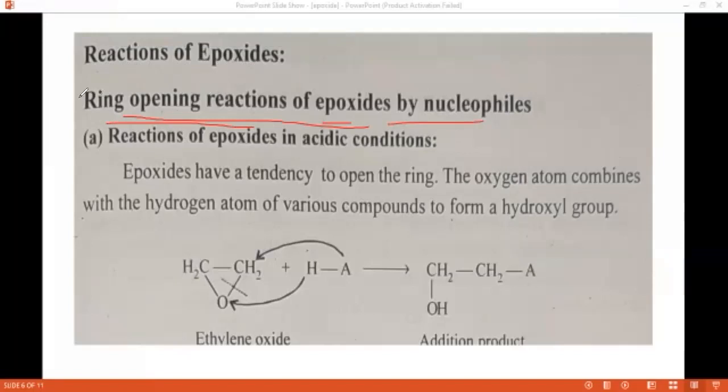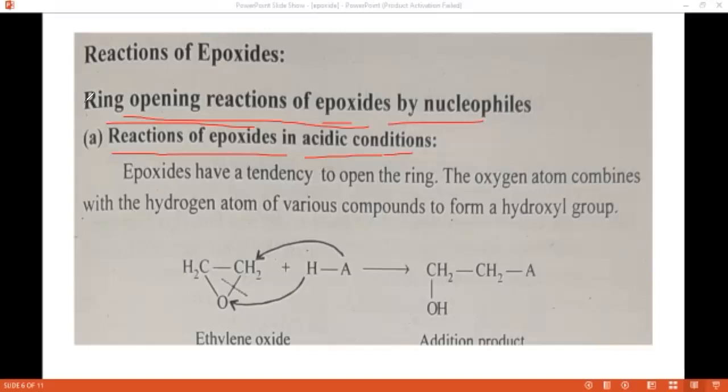Now, the first reaction is the reaction of epoxide in acidic conditions. That means the epoxide reacts with acids.